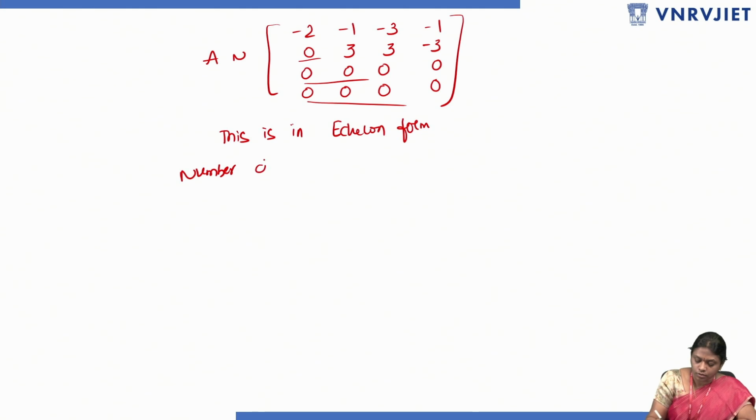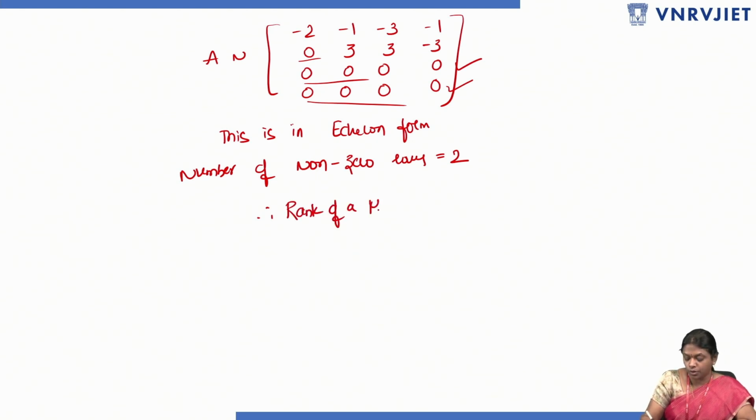If this is in echelon form, therefore note how many non-zero rows are there. So here, the number of non-zero rows is equal to, this is a zero row, this is a zero row, only 2 non-zero rows. Therefore, in echelon form, the rank of a matrix is equal to the total number of non-zero rows. So here the total number of non-zero rows is equal to 2.